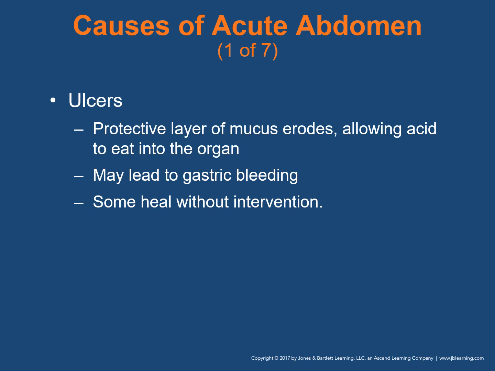Some of the reasons that we'll see a patient complain of sudden onset pain in the abdomen, one is ulcers. Ulcers form when you have an erosion of the mucus that protects the intestines and the stomach. This is then going to allow some acid to eat into the organ. As a result, you may have gastric bleeding. If they are given enough opportunity, the ulcers may heal without intervention. But normally, if they're untreated, it will cause significant issues.